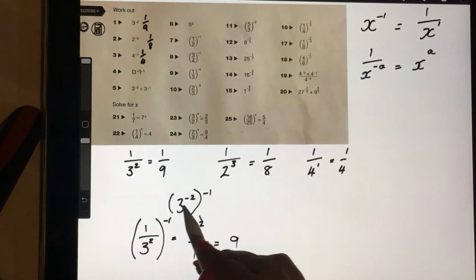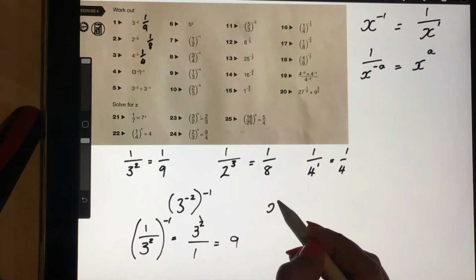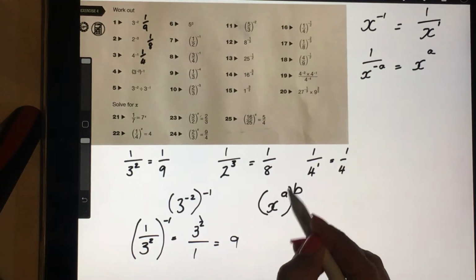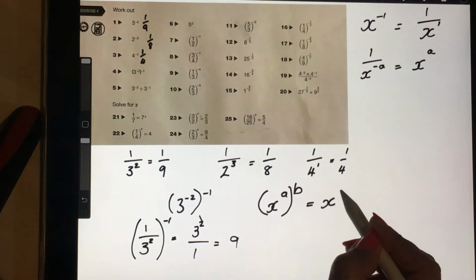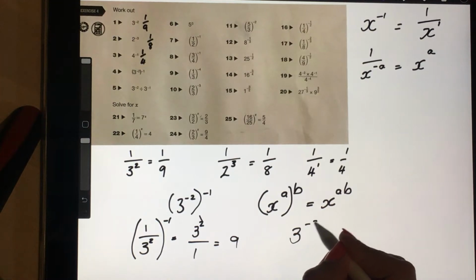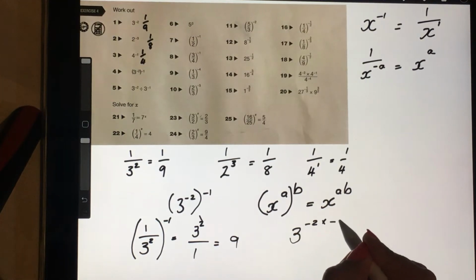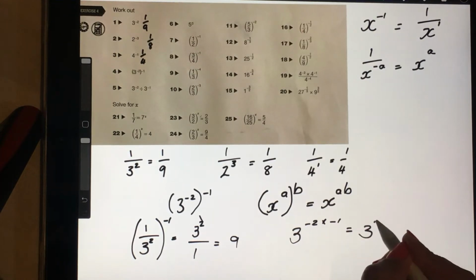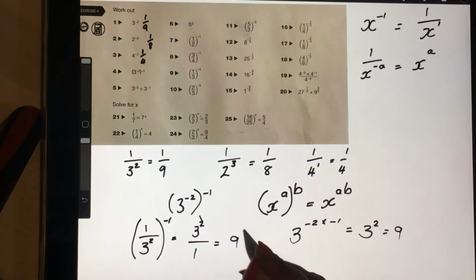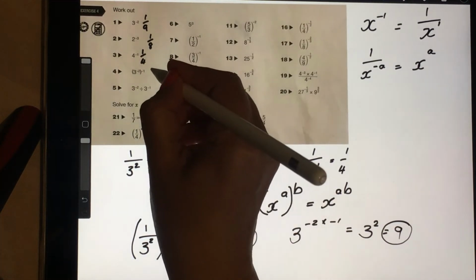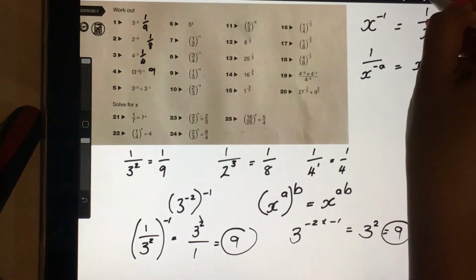Or what you can do is, this is the raising of a power. And we know that when we raise a power, it is x to the power of a times b. This is the law, right? If we raise a power to another power, we simply multiply the powers with one another. So what we can also do is simply say 3 to the power of negative 2 times negative 1. And a negative gives us a positive, and 2 times 1 is 2, which equals 9. But the answer in both of these equate to 9. So for number 4, the answer is 9.